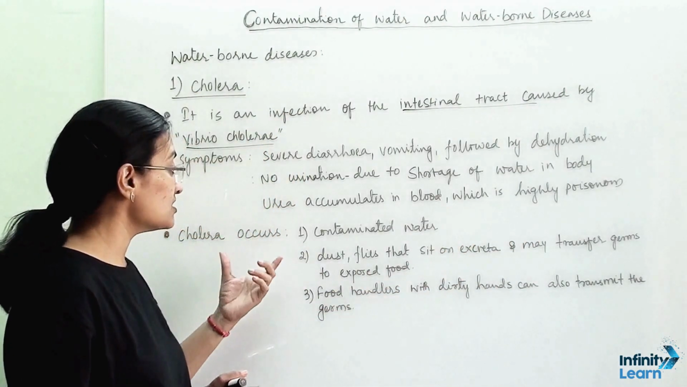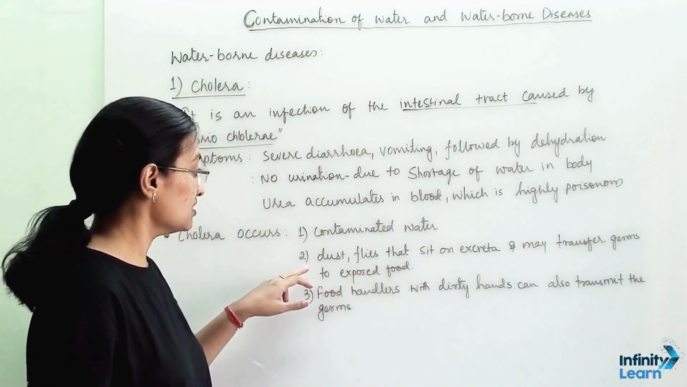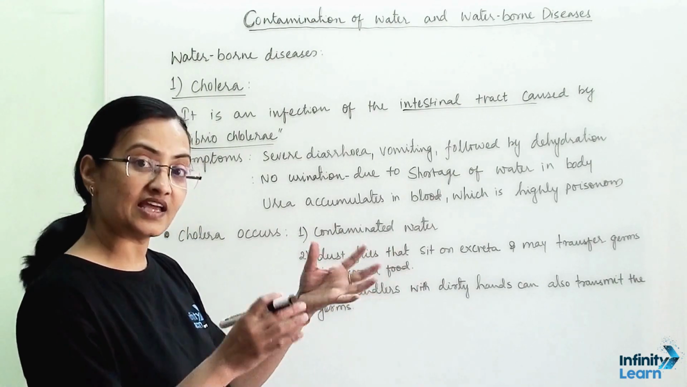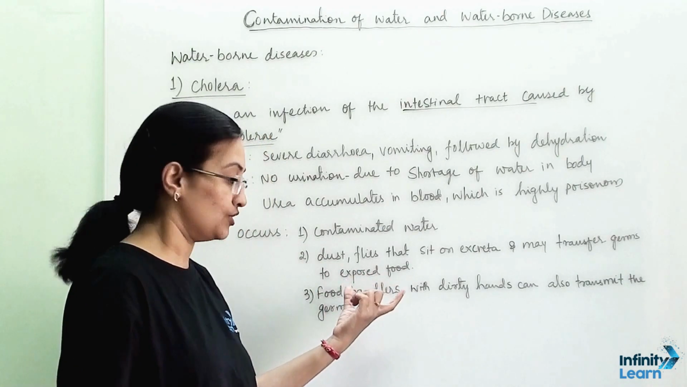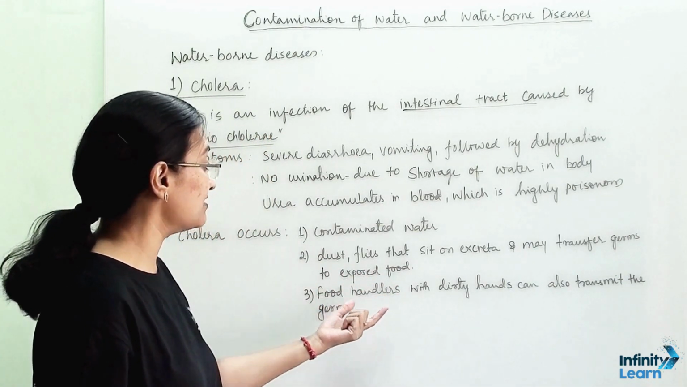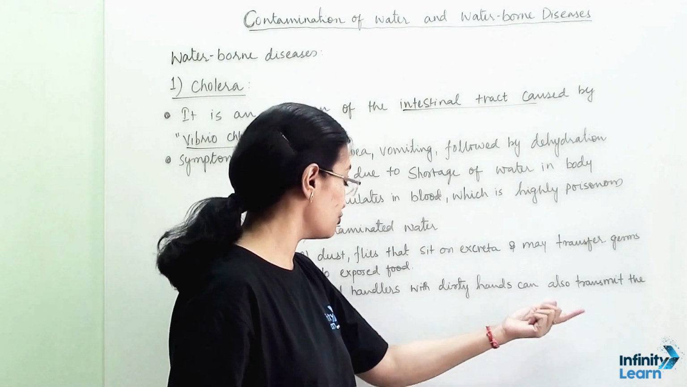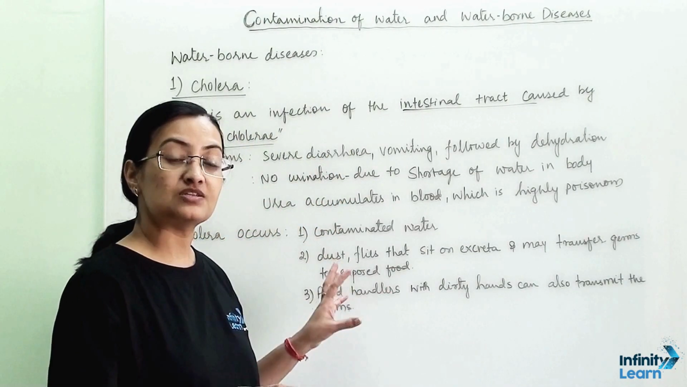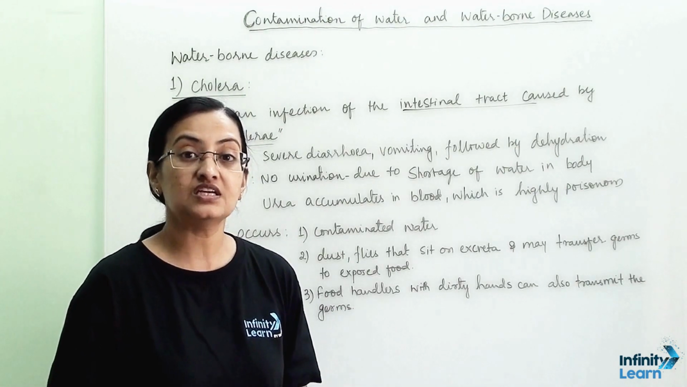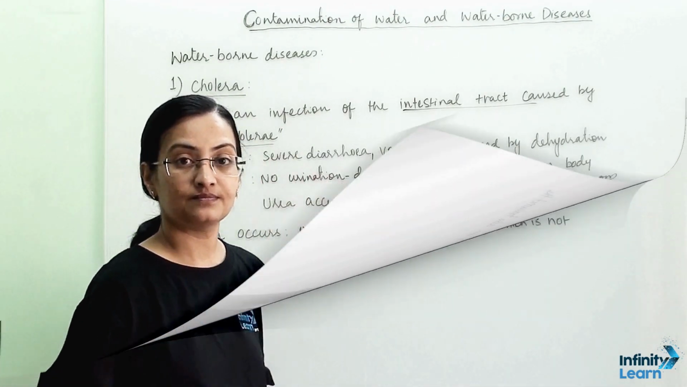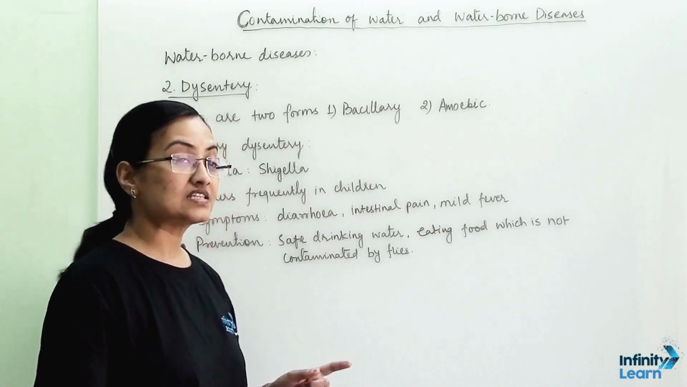Now cholera occurs due to contaminated water, and dust and flies that sit on excreta, and from there they pass the germ to exposed food. Third, food handlers with dirty hands can also transmit the germs. So these are the possible ways that infection of cholera will spread into a community, and these are the symptoms. Our second waterborne disease is dysentery.